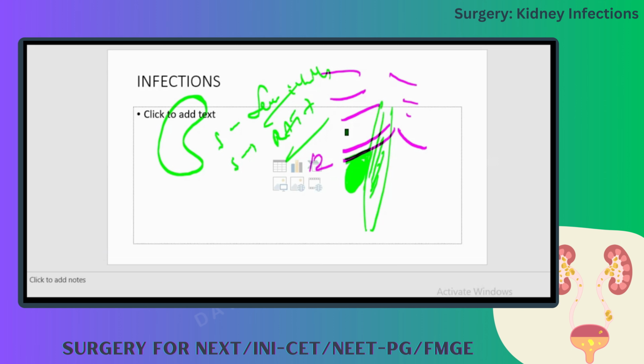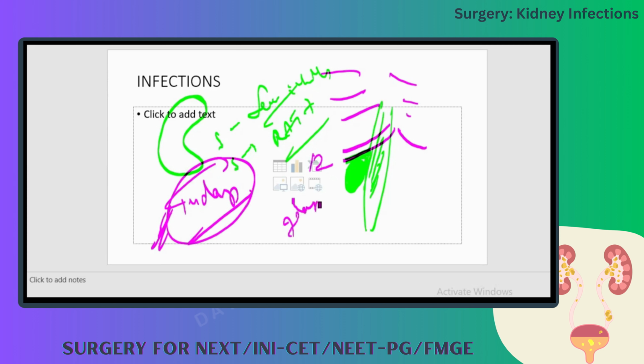Point number 1. Point number 2, IV antibiotics for how many days? 14 days. That is the course prescribed. This is an MCQ. 14 days for upper tract infections. For lower tract, it is oral antibiotics for 7 days. So just remember these two, oral and IV, when 14, when 7. Upper tract infection is known as complicated urinary tract infection. Lower tract is uncomplicated or simple urinary tract infection.